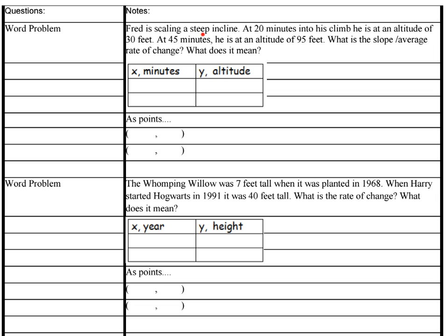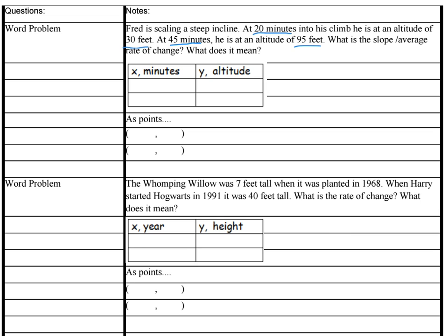Fred is scaling a steep incline. At 20 minutes into his climb, he is at an altitude of 30 feet. That seems like important information. So 20 minutes, 30 feet. At 45 minutes, he is at an altitude of 95 feet. What is the slope or average rate of change, and what does it mean?